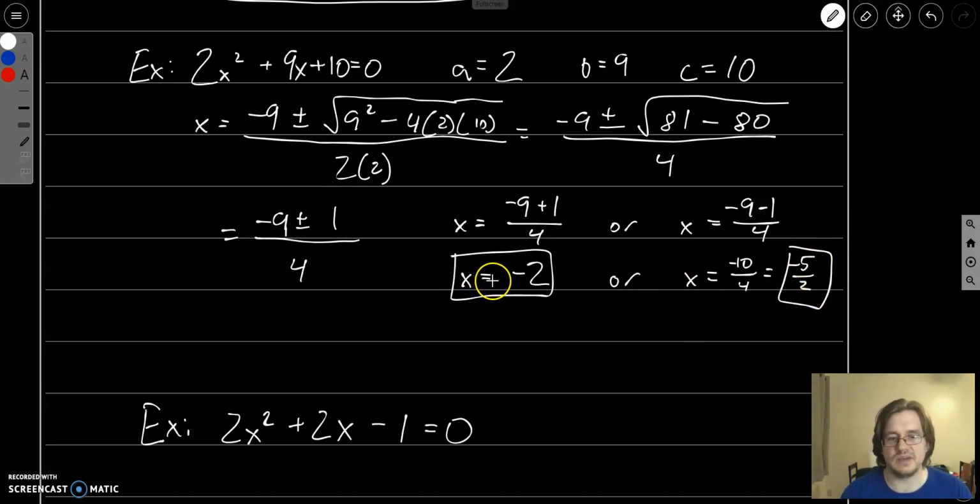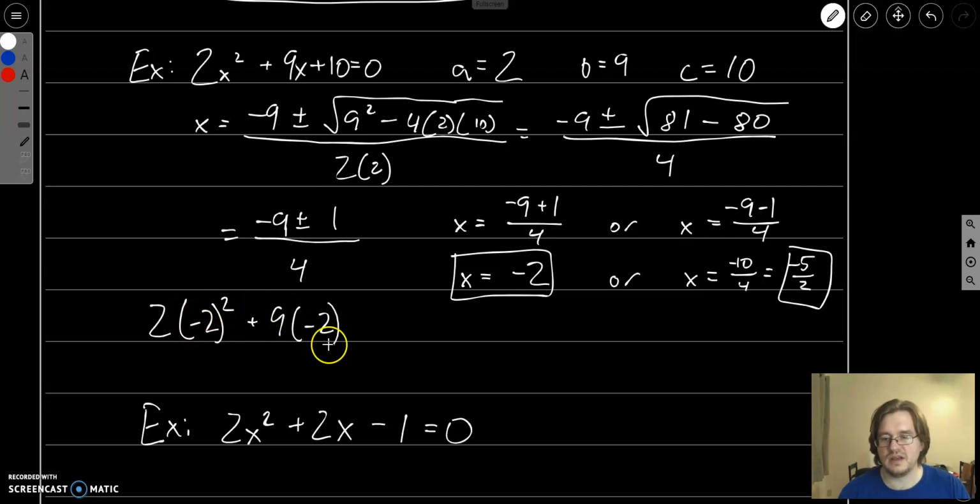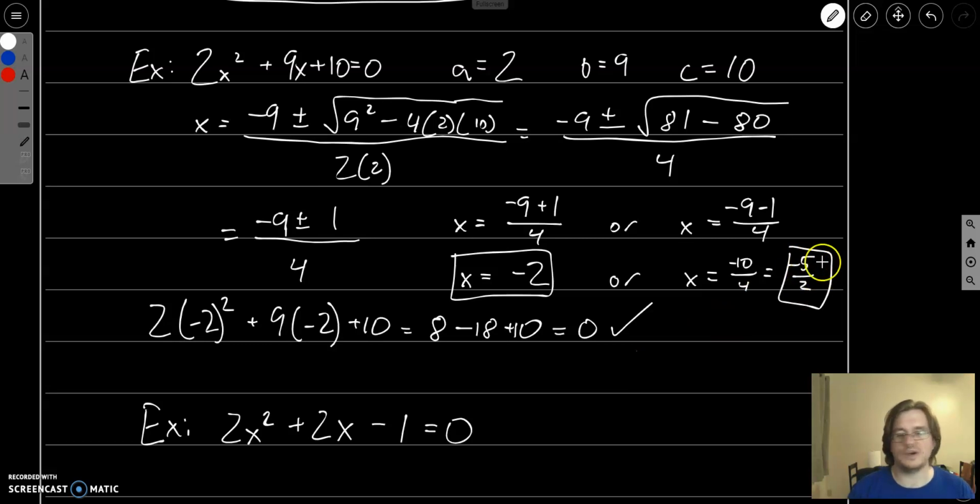So one thing that we could do is check to make sure that this is a solution. Let's check the first one. If I plug in a negative 2 into the equation, all of this should be equal to 0. And if I take 2 times negative 2 squared, that's going to be positive 4, times 2 is 8. 9 times negative 2, well, that's negative 18, plus 10. And 8 and 10 is 18, minus 18. That all adds up to 0, so check. We would also want to check the other solution.